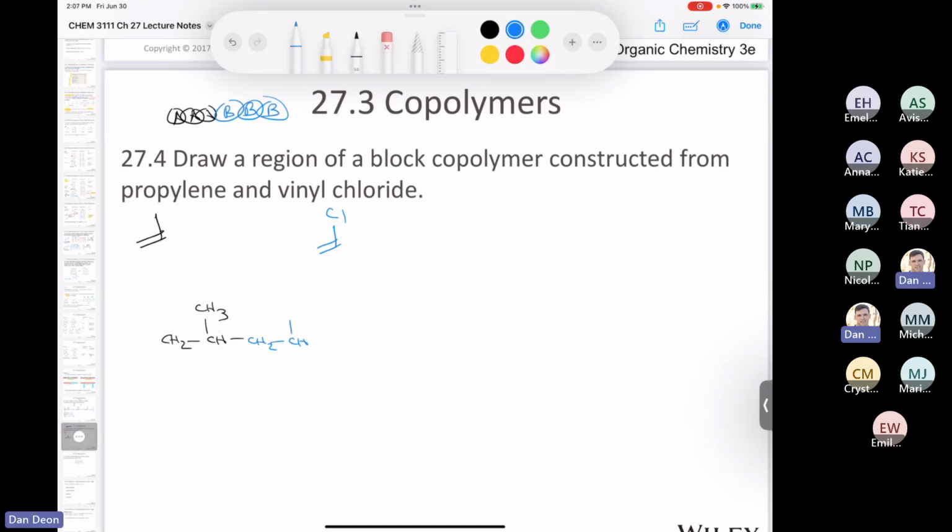Oops. It's a block copolymer. Didn't I say I was going to put 3? I did. Oh, Mr. Dion, what are you doing? There we go. That looks a lot better.